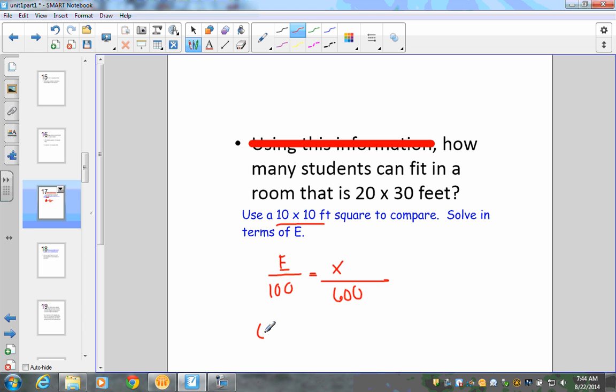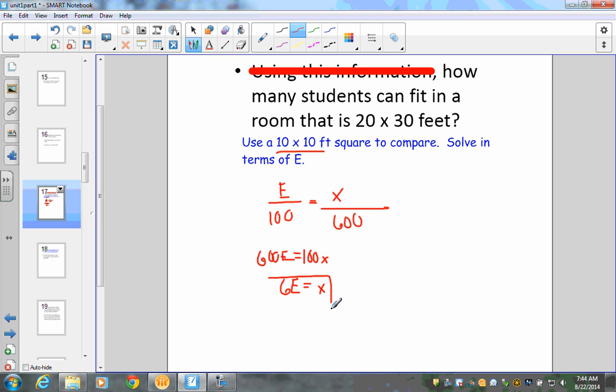We're going to cross multiply. When we do, we get 600E is equal to 100X. And then when we solve, we get X is equal to 6E. Now once again, that E is basically there for our estimation. So it looks like GE, but it's actually 6E. If I could fit 50 people in my square here, that means it'll be 6 times E. That means I'd put that 50 there. So that would be a total of 300 people. Okay? And that's how you solve for E. If you have any questions, let me know.